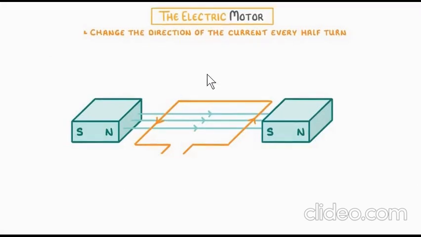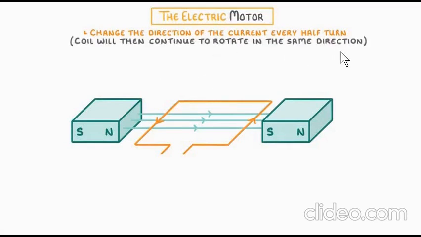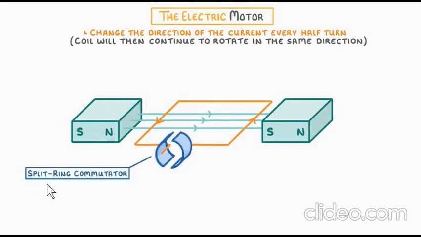So if we change this direction, what will happen? The coil will continue to rotate in the same direction. And for that purpose, we need to improvise this circuit by adding a device called a split ring commutator. I know the name sounds really complex, but it's a very simple device. It's basically a metallic ring with two split ends on both sides of the ring.